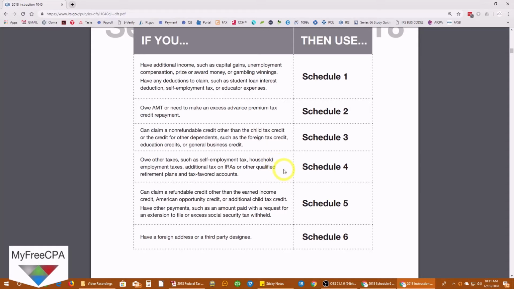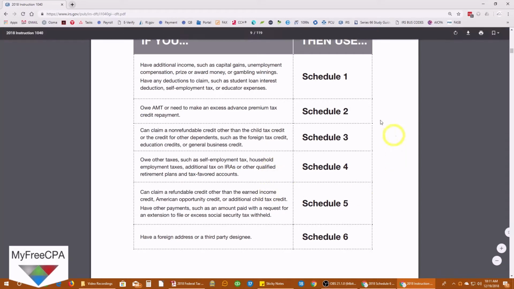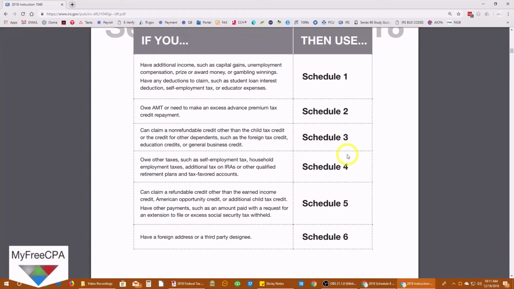In addition, tax on IRAs and other qualified retirement plans. So you have to pay additional taxes and penalties if you have early distributions. Those go on Schedule 4. Now, what's going to happen with all these schedules is all this information is going to go from these schedules and flow back to the 1040. And you're going to see I've underlined them all for you to see.